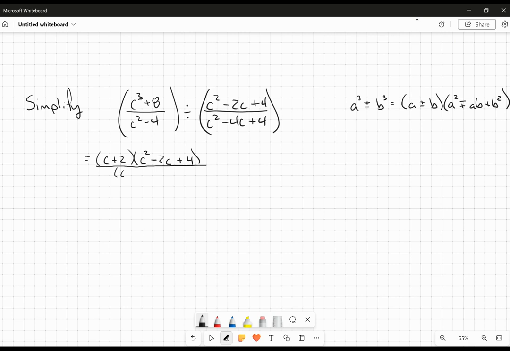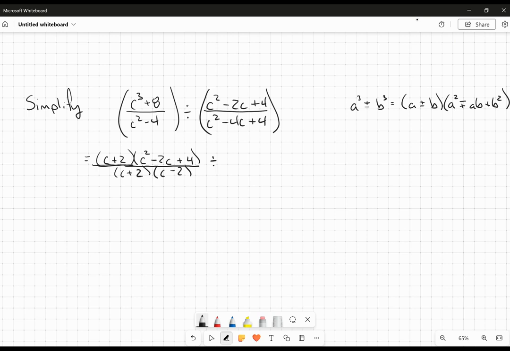Well, that's a difference of squares. So it's going to be c plus 2 and then c minus 2. And then over here, I'm going to have divided by, and we'll leave this as division for right now.